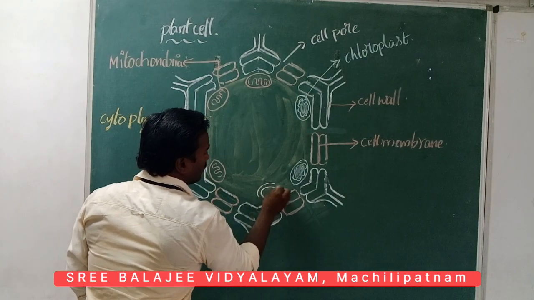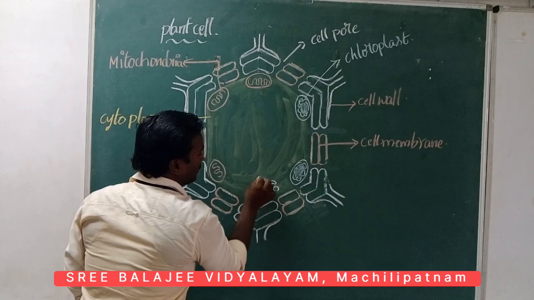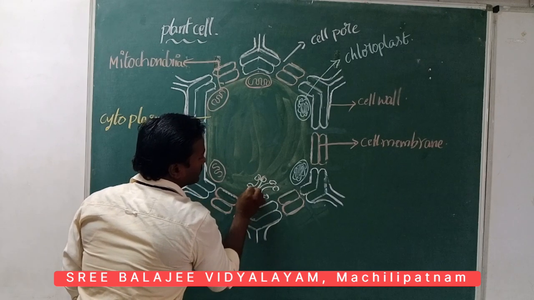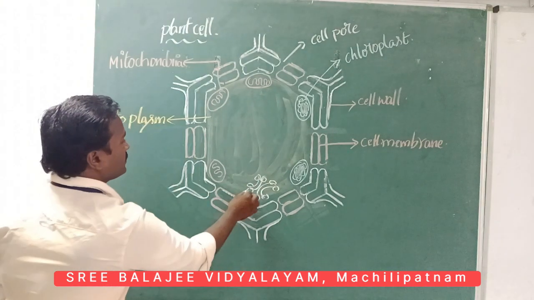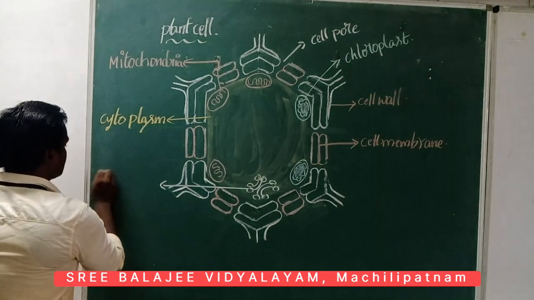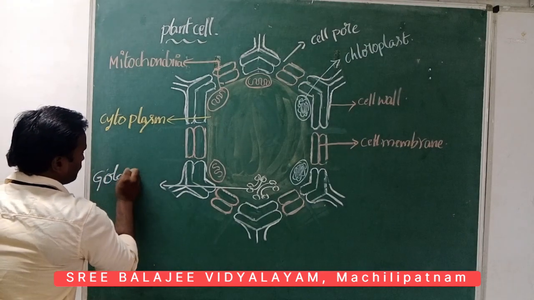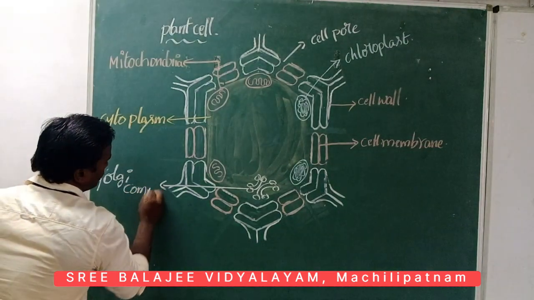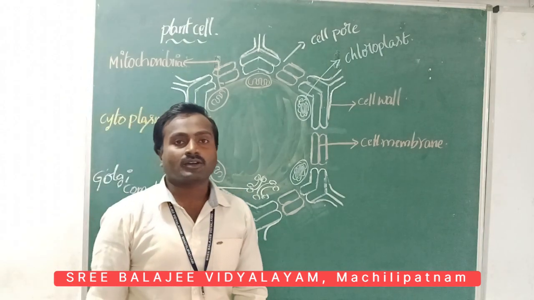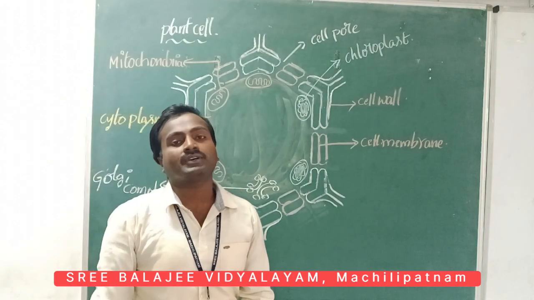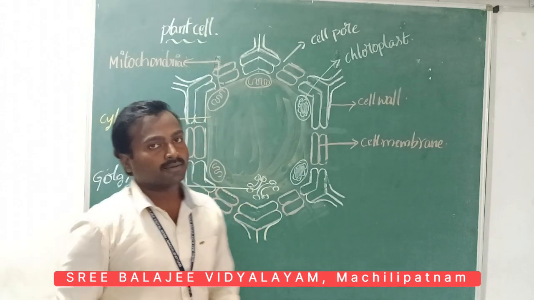It is also called the Golgi apparatus. Camillo Golgi, one famous scientist, discovered the Golgi complex or Golgi apparatus. This is called the Golgi complex, or it is also called the Golgi apparatus. This Golgi complex or Golgi apparatus is useful for secretion in the plant body or in the plant cell.